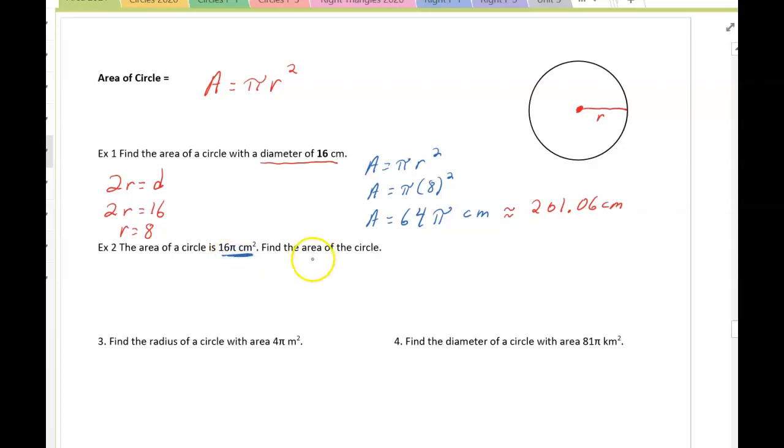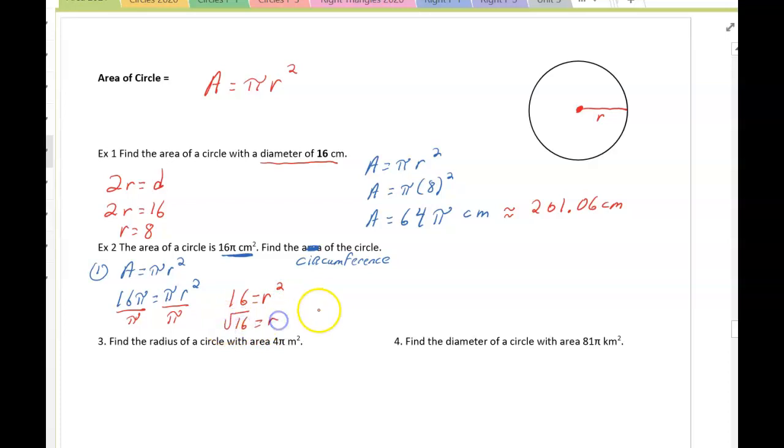All right, if you look at problem number 2, the area of a circle is 16 pi centimeters squared. And we want to find the circumference. So there's a typo on that handout. So step 1 is we know the area is pi r squared. So 16 pi is equal to pi radius squared. When you divide by pi, the pi is reduced to 1, so 16 is equal to r squared. And then we take the square root to get the radius, which means the radius is 4.